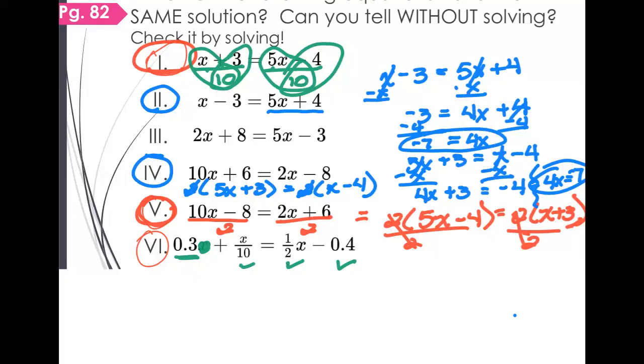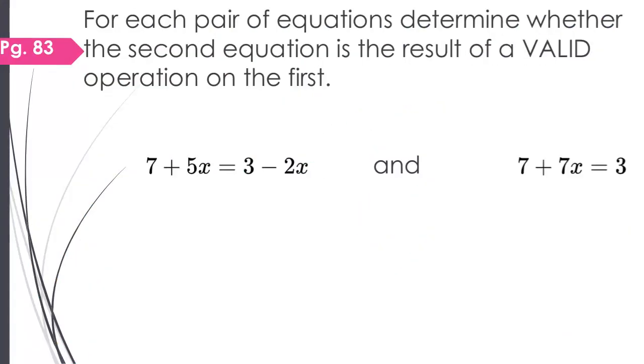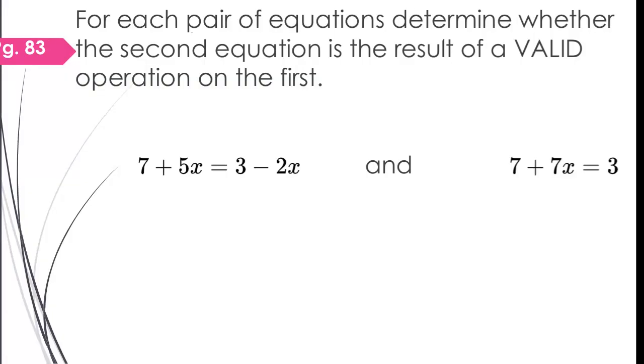All right. So 1 and 5 are same solutions, and 1 and 6. So essentially 5 and 6 are all the same solutions. And also 2 and 4. Okay? Any questions on that?